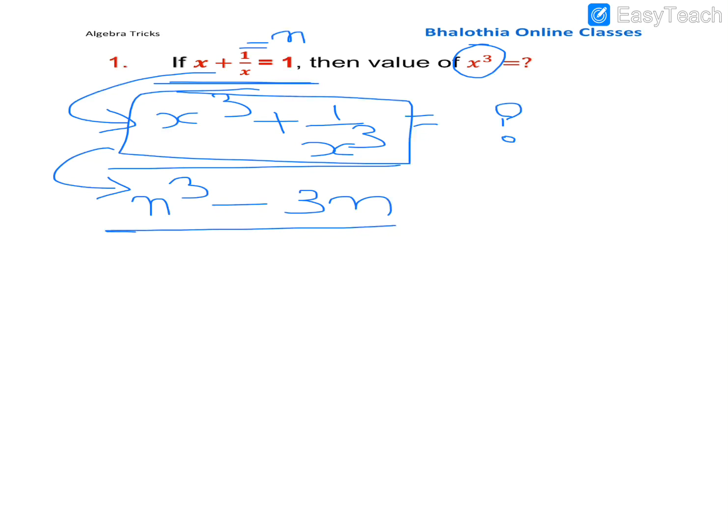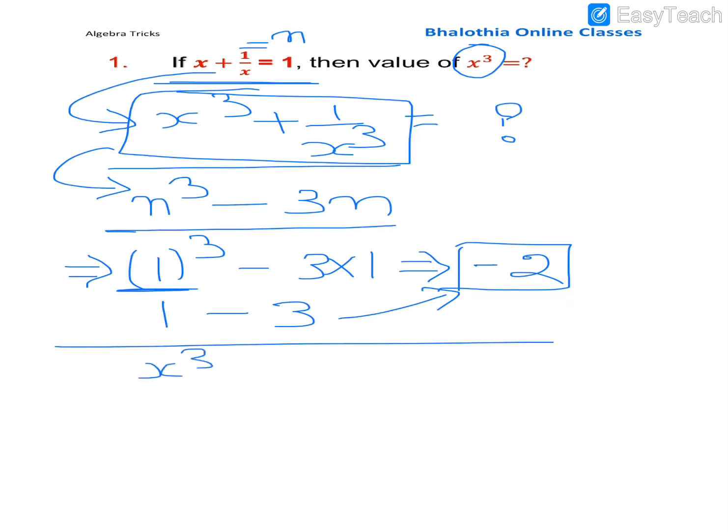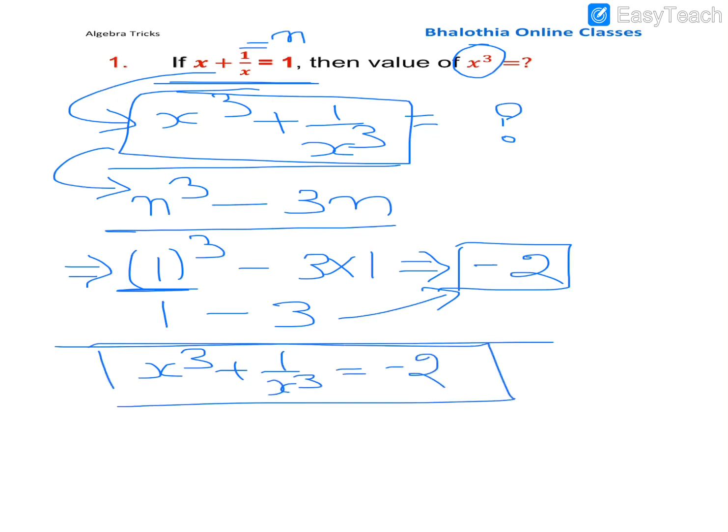So what is the value of n? n equals 1, right? So 1 raised to the power 3, and then minus 3 into 1. So we got minus 2. How? 1 raised to the power 3 means 1, and minus 3, so that is equal to minus 2. So we got the value of x cube plus 1 upon x cube, and that is equal to minus 2.